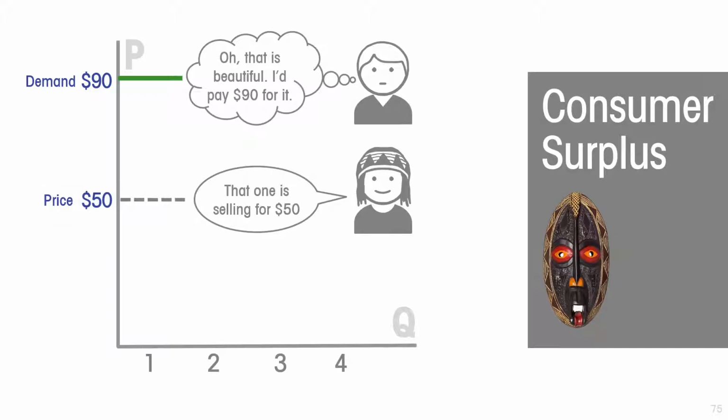According to the definition, consumer surplus is the difference between the $90 he's willing to pay and the $50 he ends up paying. His consumer surplus is $40.